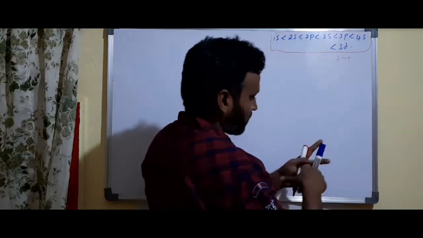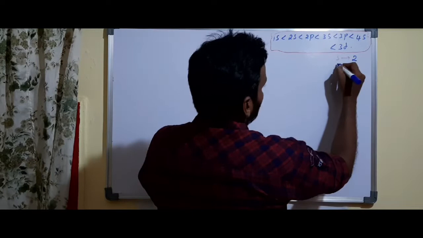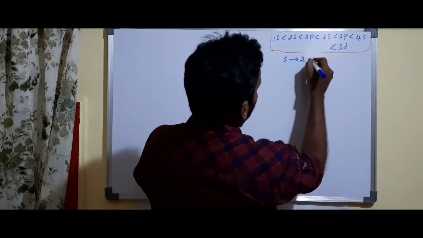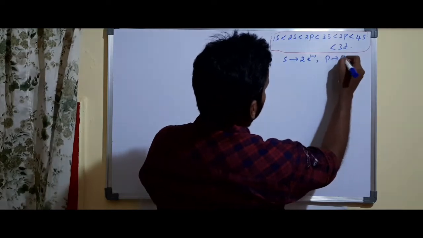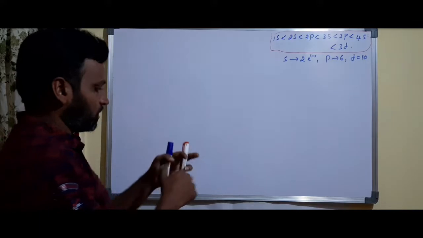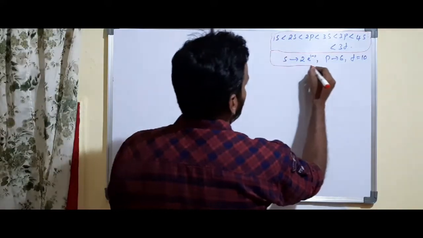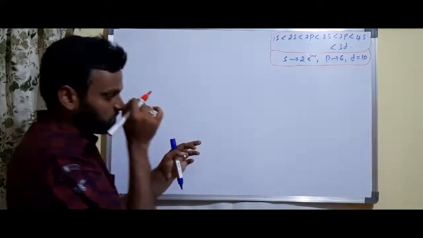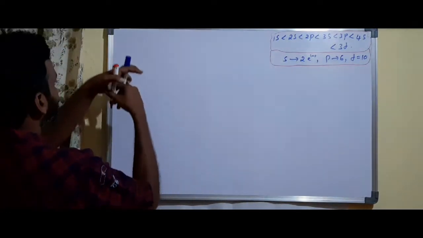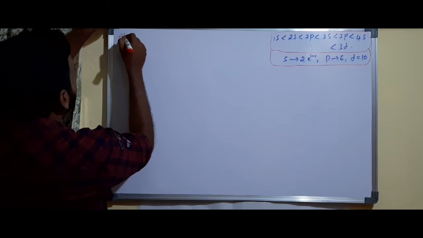S will have how many electrons? 2 electrons. P will have how many electrons? S will have maximum 2 electrons. P has maximum 6 and D has maximum 10 electrons. These two things you please remember, everybody. F will have how many electrons? 14, I was given. Now come to the next is atomic number.